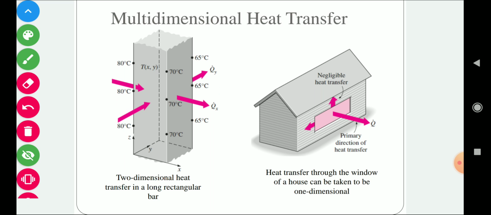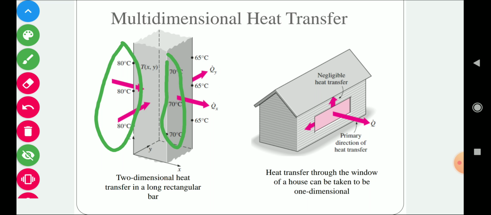The third thing is multidimensional heat transfer. If heat transfers in only one direction, we call it one-dimensional heat transfer. If it transfers in more than one direction, we call it multidimensional heat transfer. As you can see in the first diagram, the inside temperature is maintained at 80 degrees centigrade, and the other end temperature is maintained at 70 degrees centigrade.